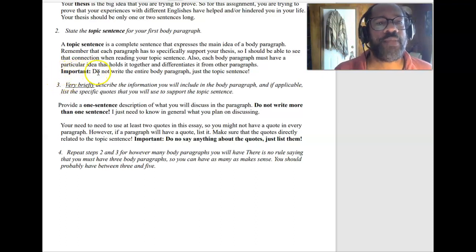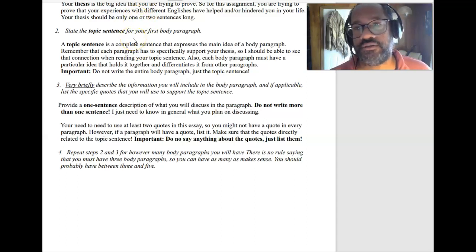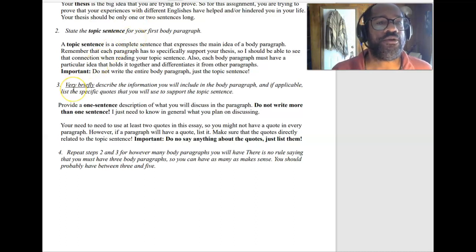And I say down here, important, do not write the entire paragraph, just the topic sentence. That's all I want. Topic sentence, right? So you're going to have your thesis, which is 1 to 2 sentences. Then you have your topic sentence, which is 1 sentence, okay? Number 3, very briefly, underlined so you know it's important, describe the information you will include in the body paragraph, and if applicable, list the specific quotes that you will use to support that topic sentence.